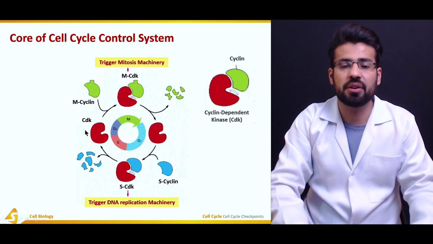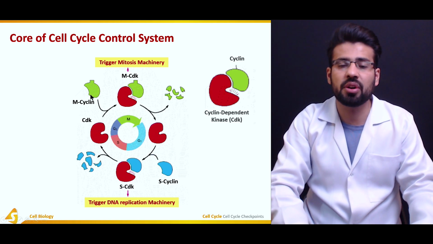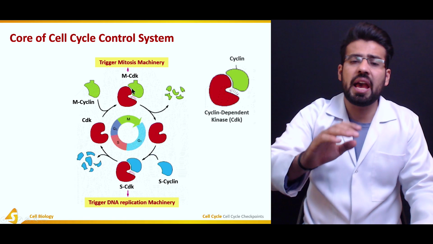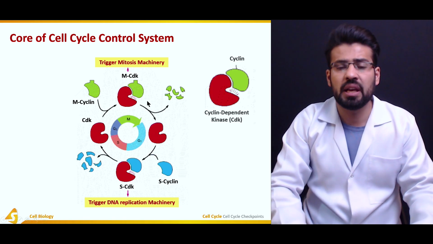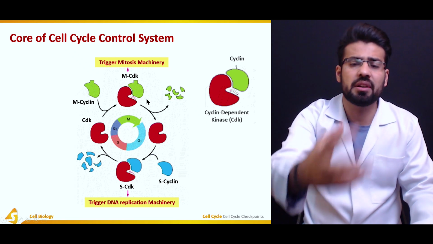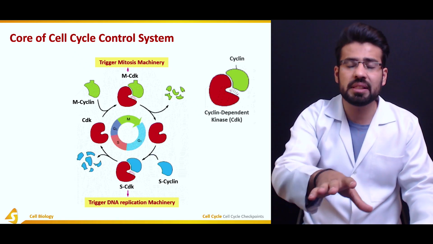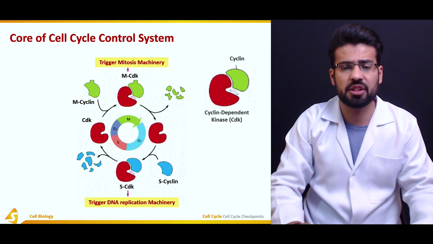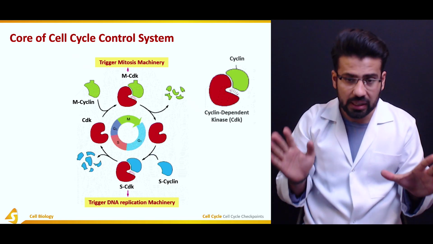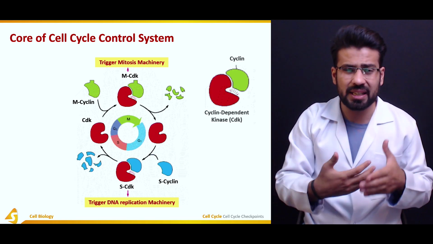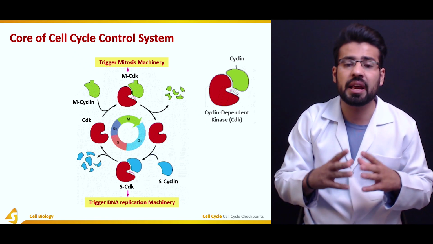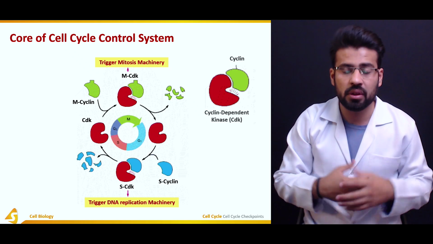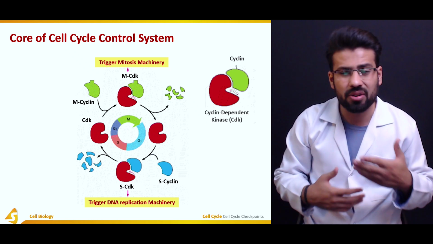So when CDK binds to the M-cyclin in this particular case, it causes the activation of M-CDK, and this would result in the production of the mitosis machinery. When this function has been done, the M-cyclin molecule is degraded so that there is no M-cyclin with which the CDK can bind. This would result in the transition from M to, of course, either the G0 or the G1 phase.